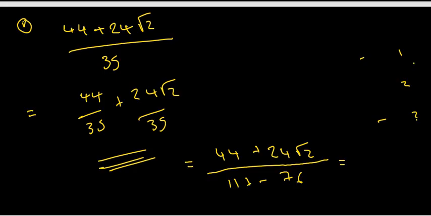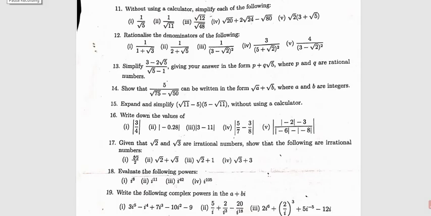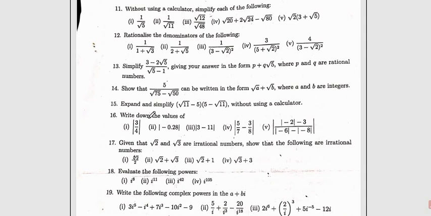Let's see the next question. Okay, so question 13, it is saying simplify this expression, giving your answer in the form of p plus q root of 5, where p and q are rational numbers. So how do we simplify this? Let's see how we can simplify it.